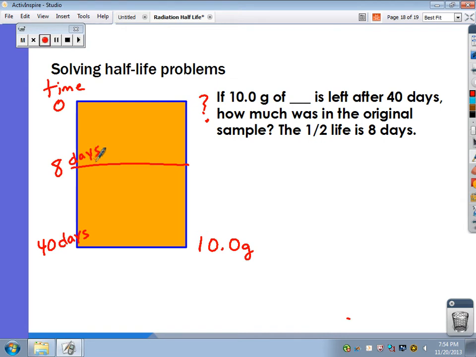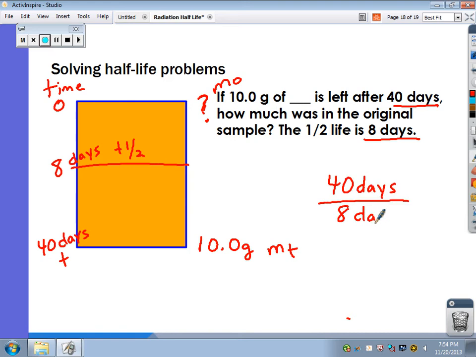So you're trying to find out right here, mass at time 0. You know mass at time t, and you know t, total time, and you know t 1/2, the half-life. Oh look, what do you have? You have 8 days and 40 days. So 40 total days went by, and every 8 days, this sample split in half. How many times is that? This event happened 5 times.